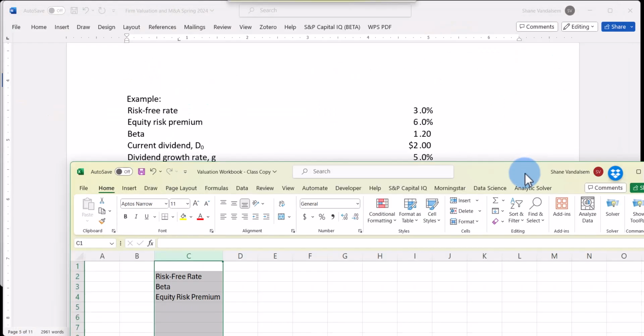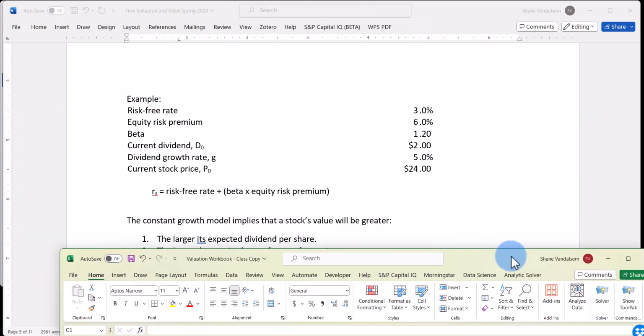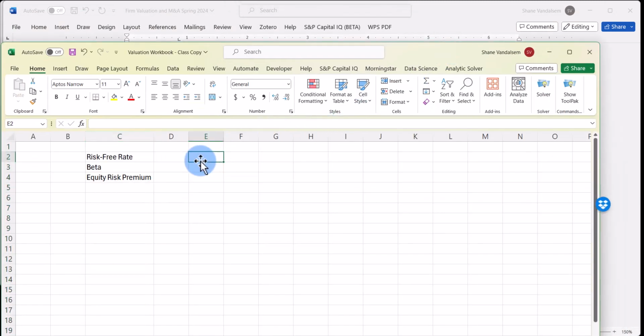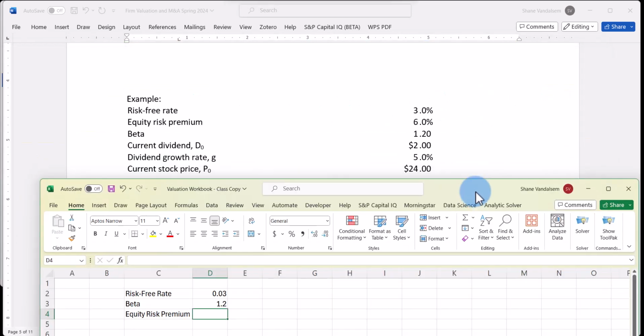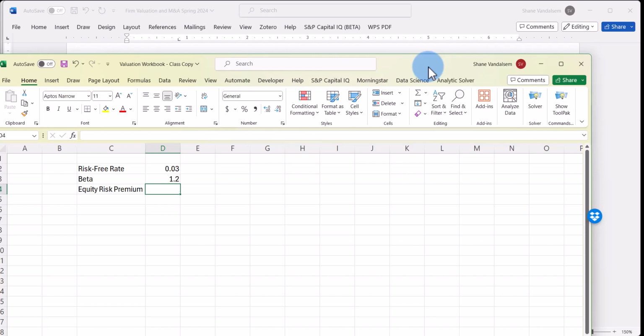So the risk-free rate again is 3%, 0.03. The beta is 1.2. And the equity risk premium is 6%. Sometimes I see people subtract the risk-free rate from the equity risk premium. You don't want to do that, because the equity risk premium is the return on the average stock in excess of the risk-free rate. So that risk-free rate's already been taken care of in that calculation.